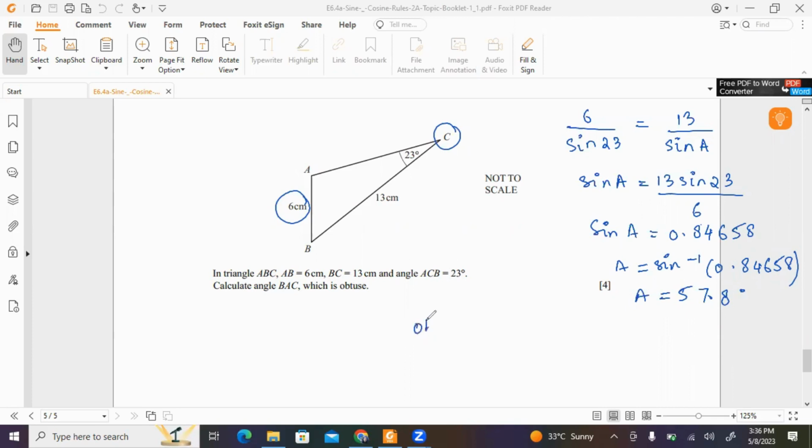So to find the obtuse angle BAC, what we'll do is subtract this from 180. That gives us 122.2 degrees. That is your answer.